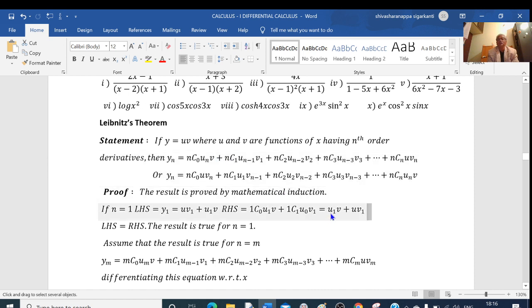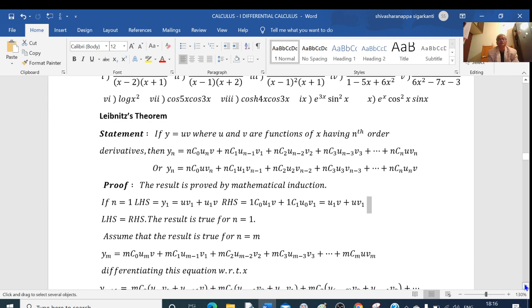I am getting here u_1 v plus u v_1. Here also I am getting u_1 v plus u v_1. So that means left hand side is equal to right hand side. That is the result is true for n equal to 1.